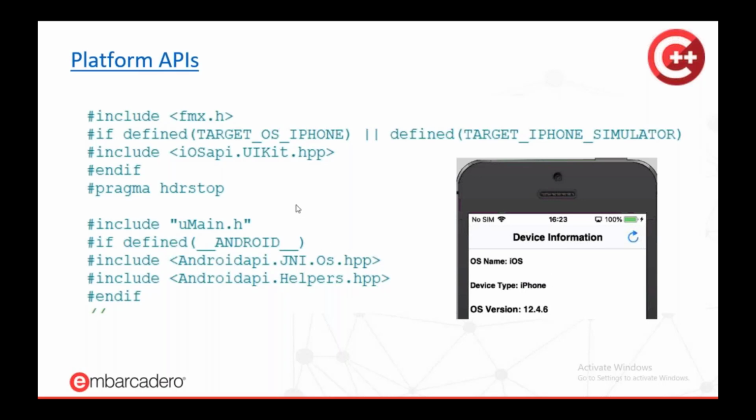The C++ Builder runtime library includes a number of header files that provide C++ interfaces to both the iOS frameworks and the Android frameworks. For the Apple iOS framework using C++ Builder, these headers are scoped with iOS API, and for Android, the header files are scoped with Android API. Now let's take a look at a C++ Builder application that uses the platform APIs for an iOS device.